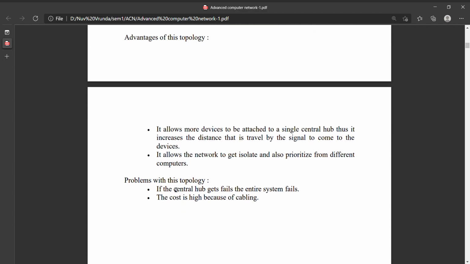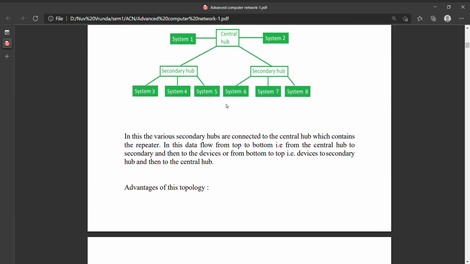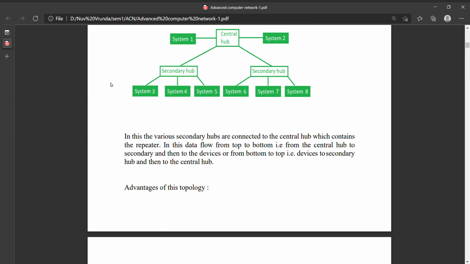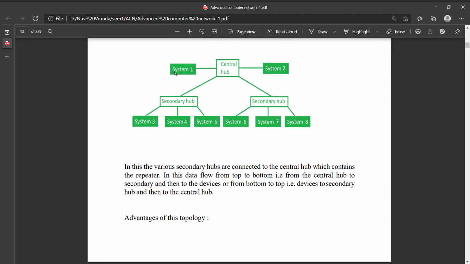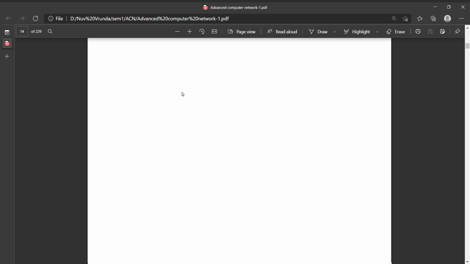Okay, the problem with this topology is that if the central hub fails, then the entire system fails, and the cost is high because of cabling. Similarly, if a secondary hub of any tree fails, like in the left tree, then we cannot pass data to systems 3, 4, and 5, because every system is connected using only one cable. So it is also a disadvantage of tree topology.